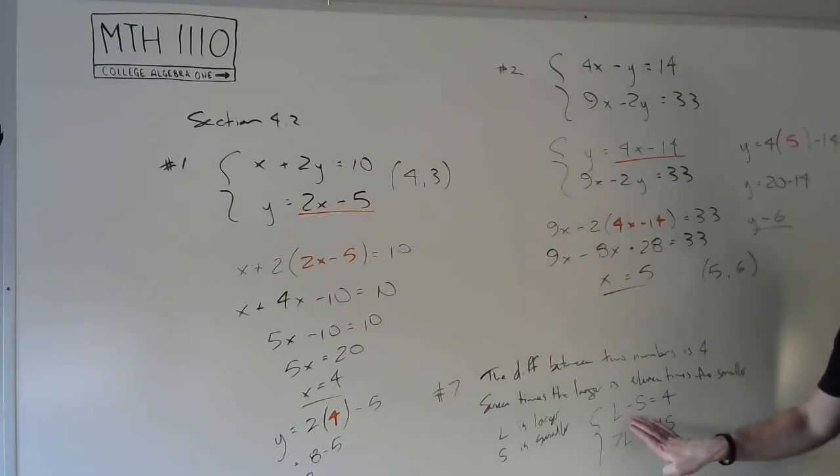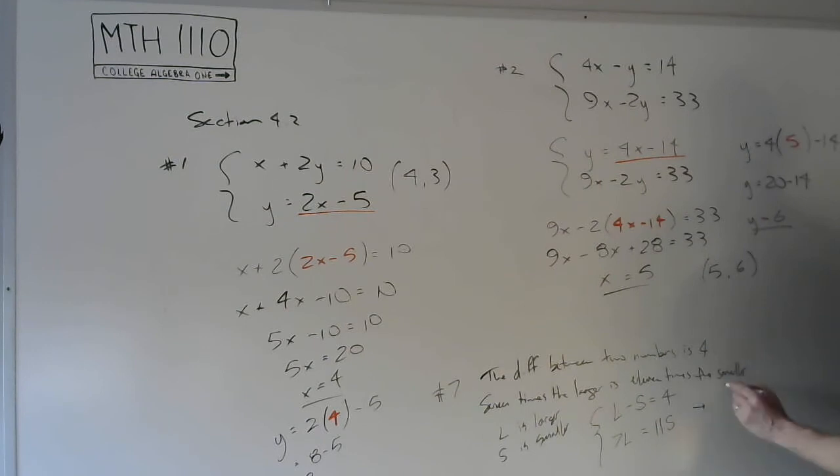It looks like it's probably pretty easy to add s to both sides. So this equation becomes L equals 4 plus s, and 7L equals 11s. There is my system of equations. So all I need to do is replace this L down here with the expression 4 plus s, and then it can be solved from there. So that's pretty much it.